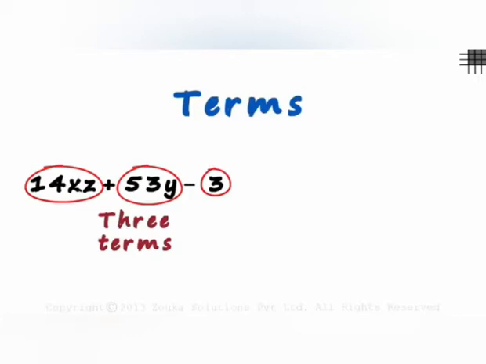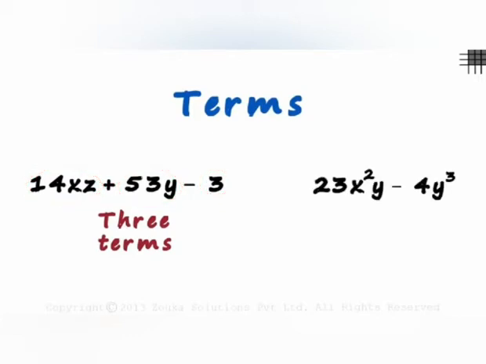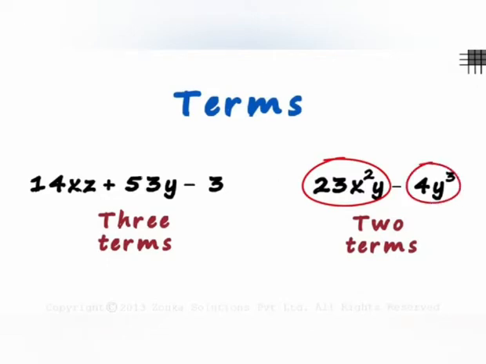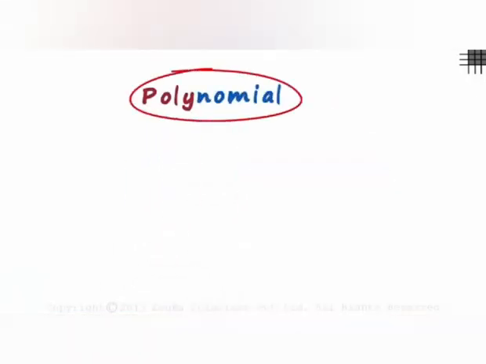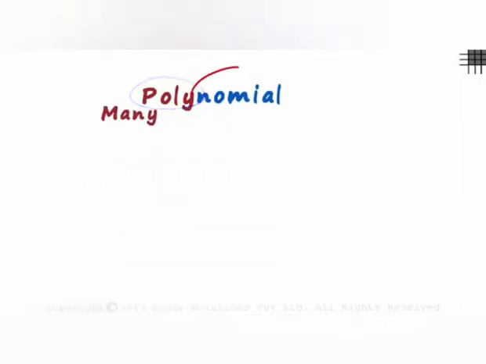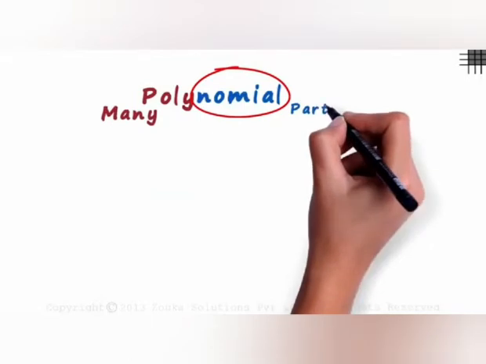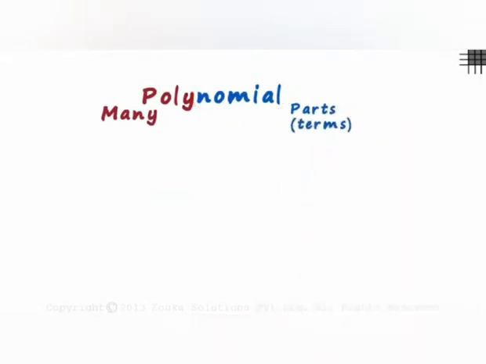The second expression is 23x square y minus 4y cube. And this expression has two terms: 23x square y and 4y cube. Now we can move on to understanding the most important concept of algebraic expressions, and it's the concept of polynomials. As you can see, the word has been colored into two parts. Poly means many and nomial means parts or terms in the algebraic expressions.